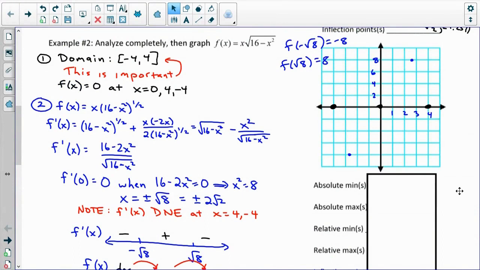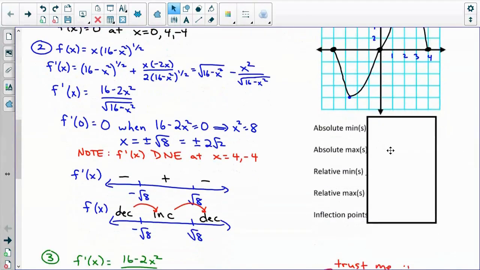So what I have is a minimum value at this blue point, negative root 8, and the function is concave up all the way from negative 4 to 0. It then becomes concave down, and that ends up being kind of what my graph looks like. You can check it on Desmos to make sure it's actually accurate, but we are expected to be able to graph these things now by hand.